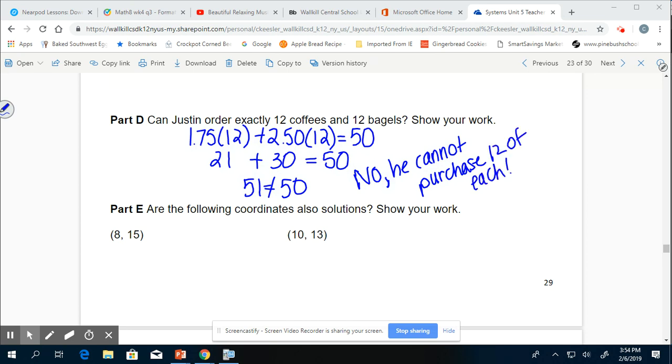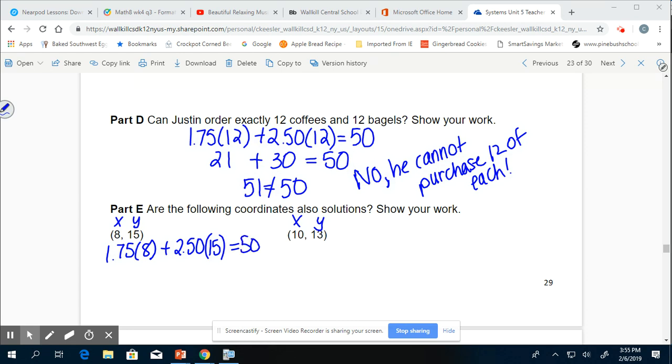Okay, and the last one, now we see it as a coordinate, so it's the same idea. Are the following coordinates also solutions? Show your work. Remember, in a coordinate, it's always the x first and then the y. So we're going to plug these in and see if they work. So 1.75 times 8 for 8 coffees plus 2.50 times 15 for 15 bagels equals 50.